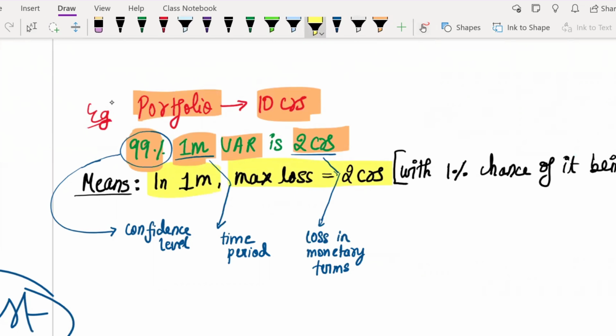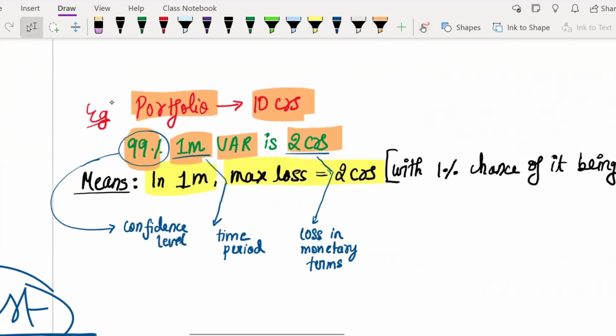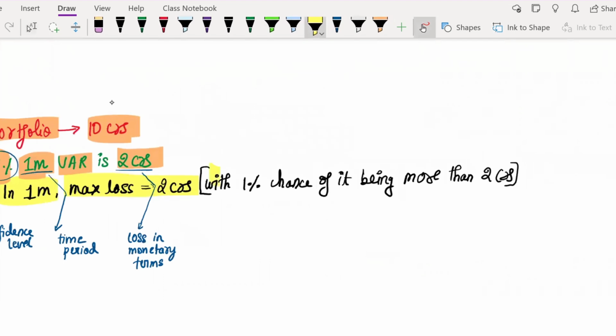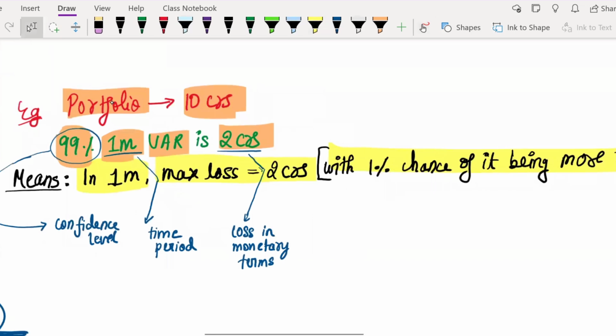That means there is a 1% chance of it being more than 2 crore rupees. With 99% confidence, I can tell you that in that 1 month, you will only have a maximum loss of 2 crores, with a 1% chance that it can be more than 2 crores. So this is what is basically VaR, or what we call value at risk. You basically determine the maximum loss you can have on that investment in a given period of time.